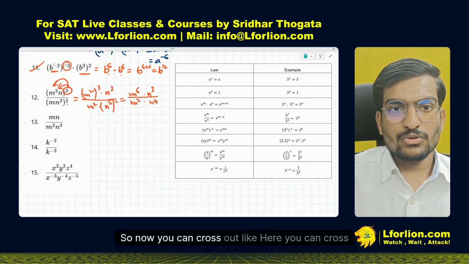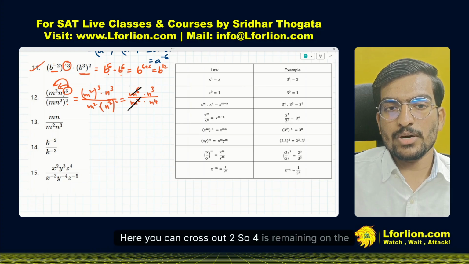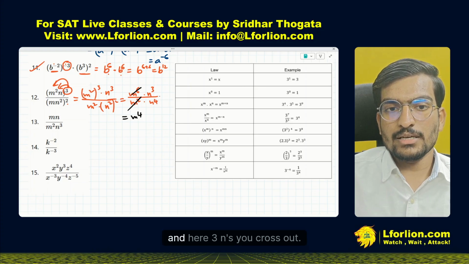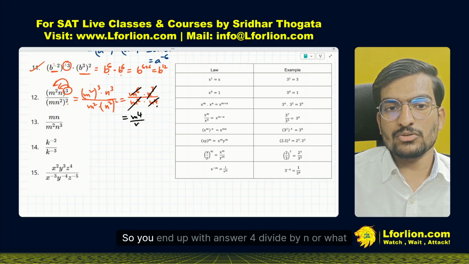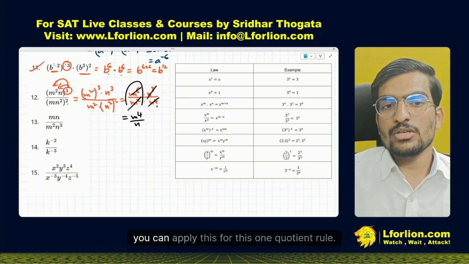So now you can cross out. Here you can cross out 2, here you can cross out 2, 4 is remaining on the top. And here 3 n's you cross out, here 3 n's you cross out, 1 n is remaining, so you end up with answer 4. Divide by n.